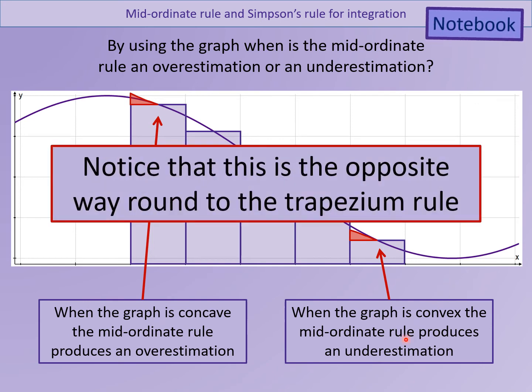It's also worth remembering that it is the opposite to the trapezium rule. So when we did the trapezium rule, and you could talk about the concave and the overestimation, the underestimation, it was the opposite way round. When it was concave, it was an underestimation, and when it was convex, it was an overestimation for the trapezium rule.